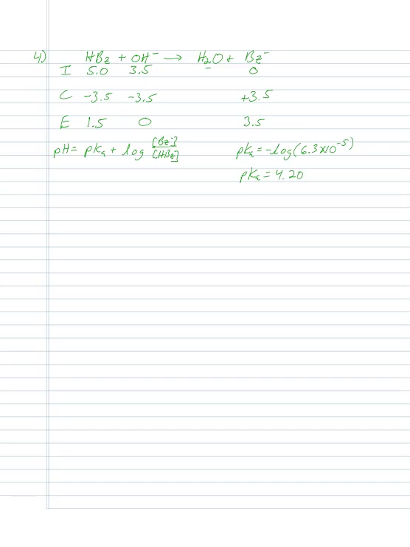Okay, now instead of concentrations, if we want, we can just plug in these millimole values. And so we get pH is equal to 4.20 plus log 3.5 over 1.5, and when we calculate that out, we get a pH that's equal to 4.57, so that would be A.